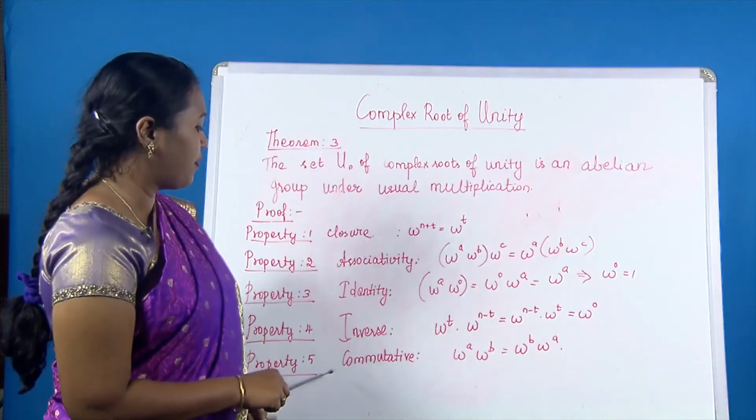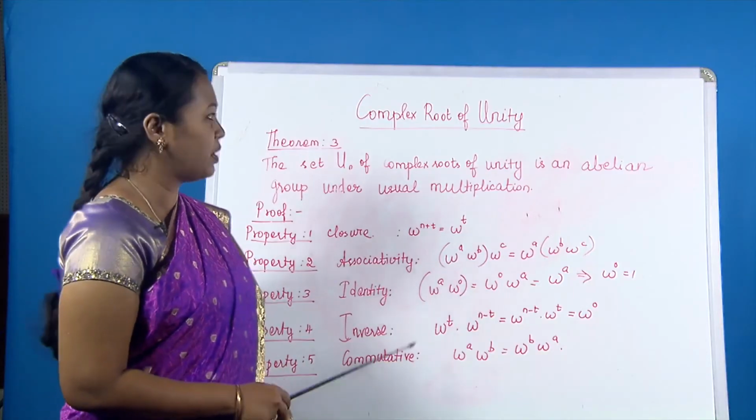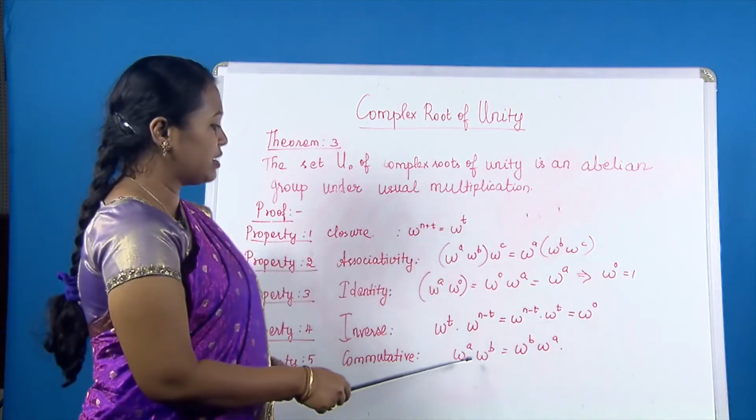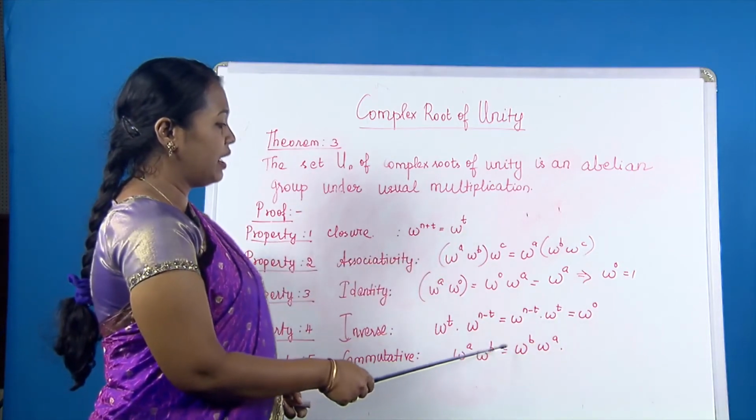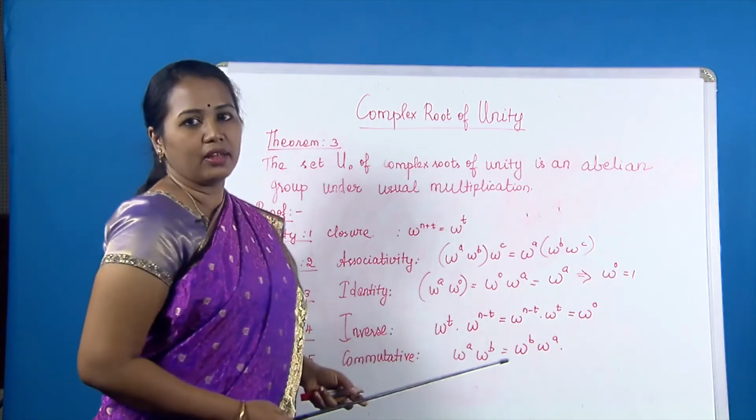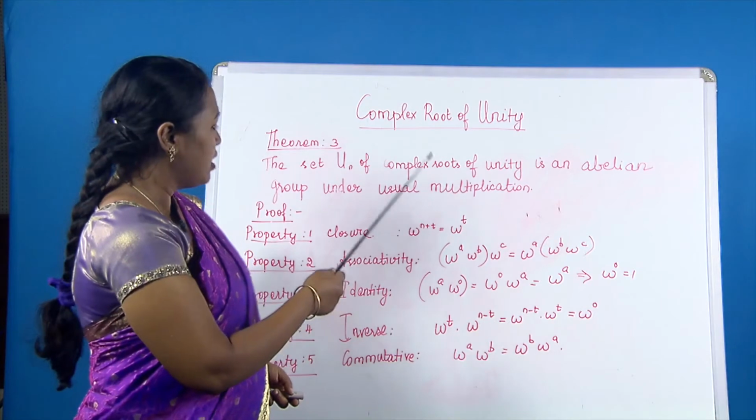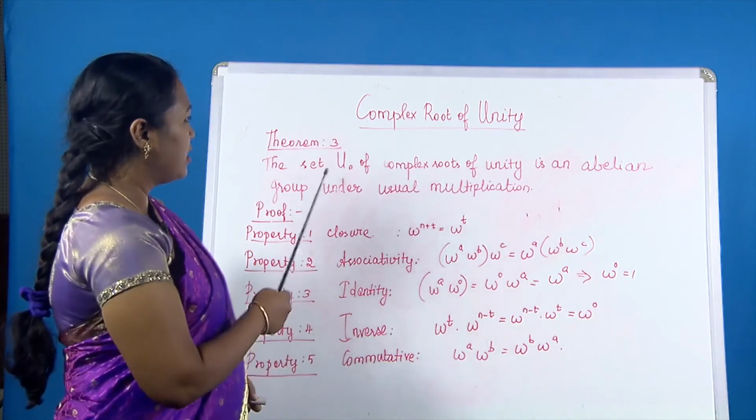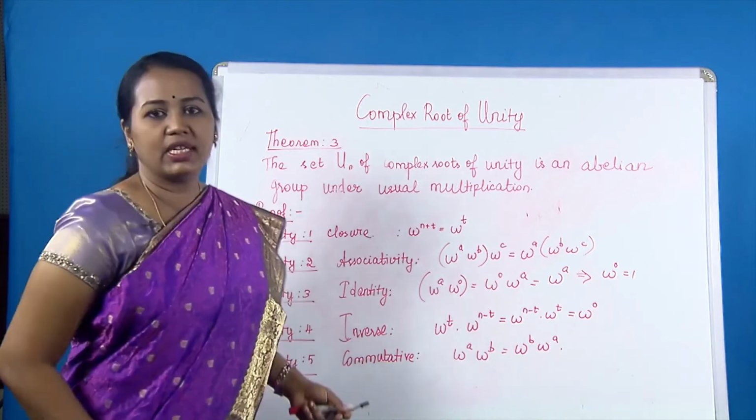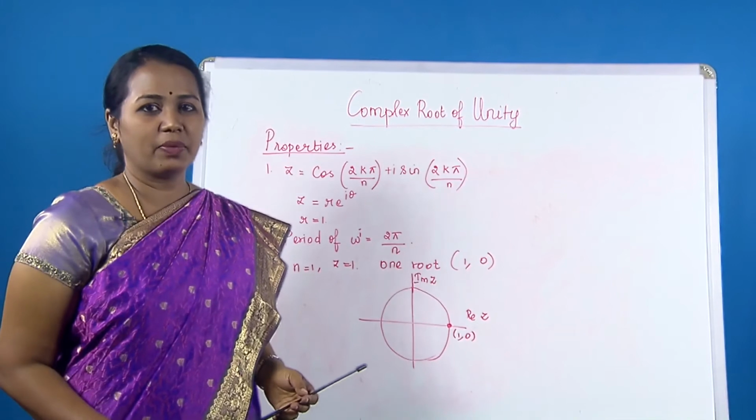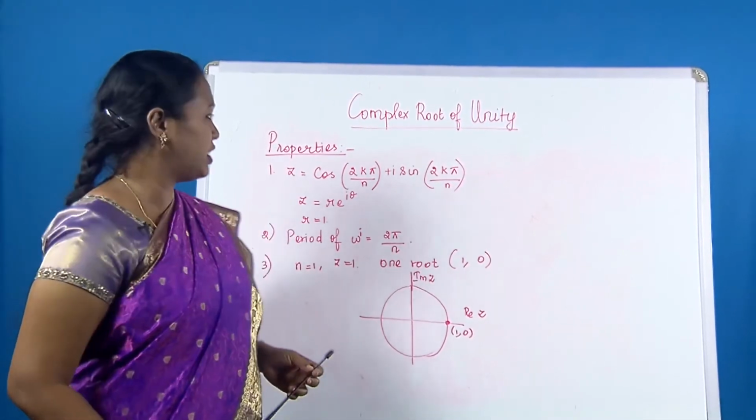Then property number 5: we have to show that this is commutative because we need to show that this is an abelian group. Therefore, the commutative property is omega power A times omega power B, which is clearly equal to omega power B times omega power A. Therefore, we have now proved that because the group satisfies all these properties, we can say that the set UN of complex roots of unity is an abelian group under multiplication.